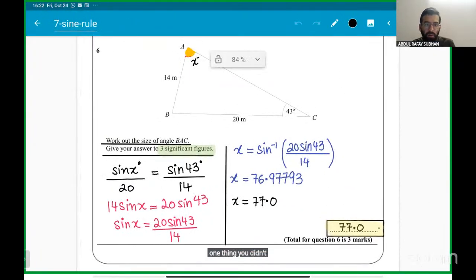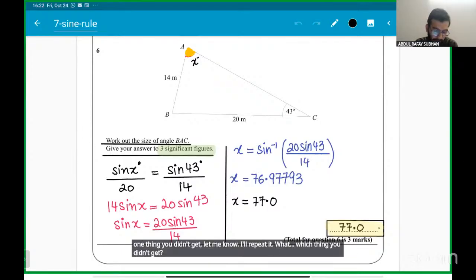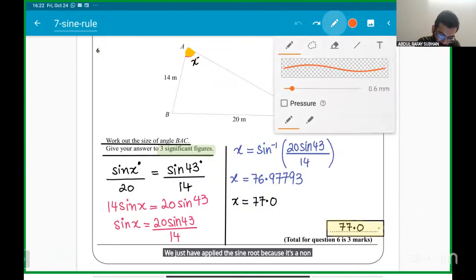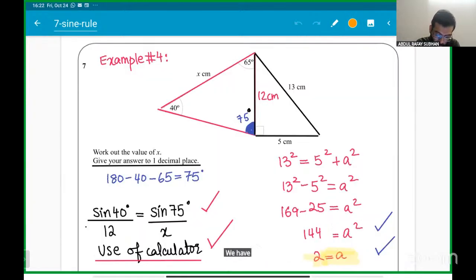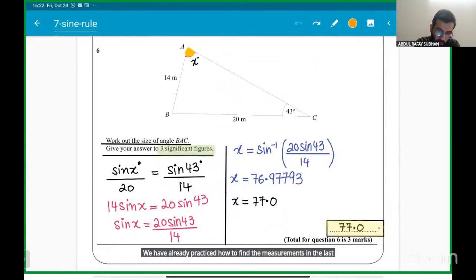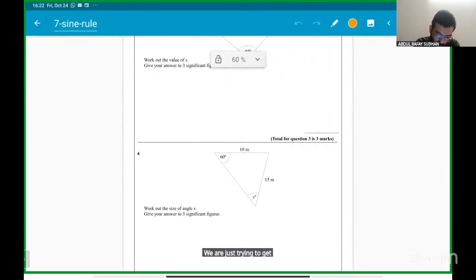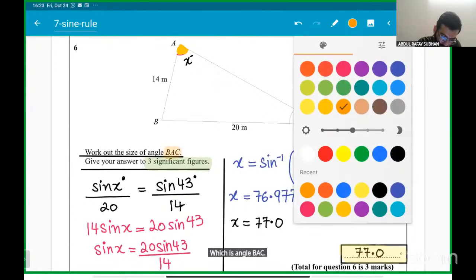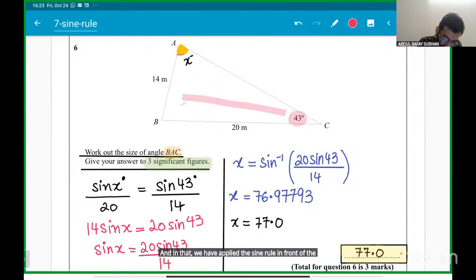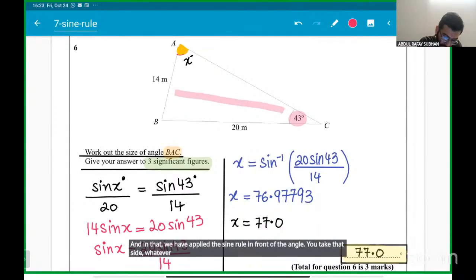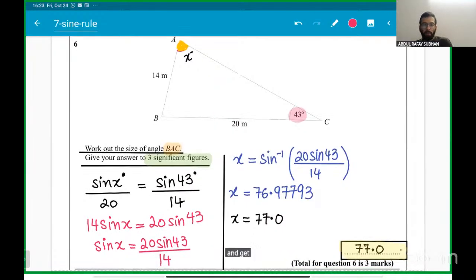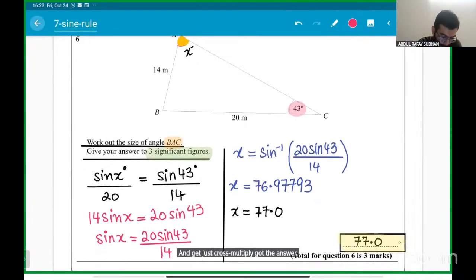What thing you didn't get? Let me know. I'll repeat it. Which thing you didn't get? We just applied the sine rule because it's a non-right angle triangle. We have already practiced how to find the measurements in the last one. We are just trying to find the angle now, which is angle BAC. In that, we applied the sine rule in front of the angle. You take the side in front of the angle, cross multiply, and get the answer. Okay.